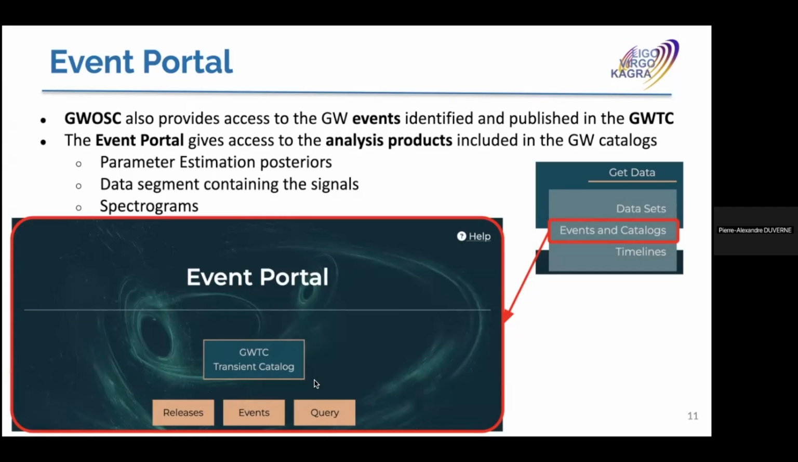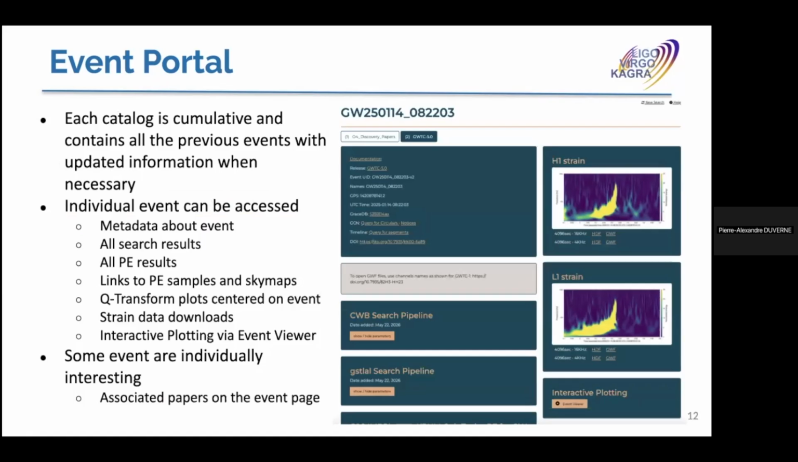And here you have a query form where you can select a subpopulation of events that you're interested in, if you want to work on those subpopulations. And if you go on the event portal, you have to understand that each catalog is cumulative and contains all the previous events with updated information when necessary, because it may happen that during a data release, some previously analyzed data are reanalyzed and some information appears or some analysis is improved, and then you have different information compared to the previous data release. And all of this is documented and described on the event portal.